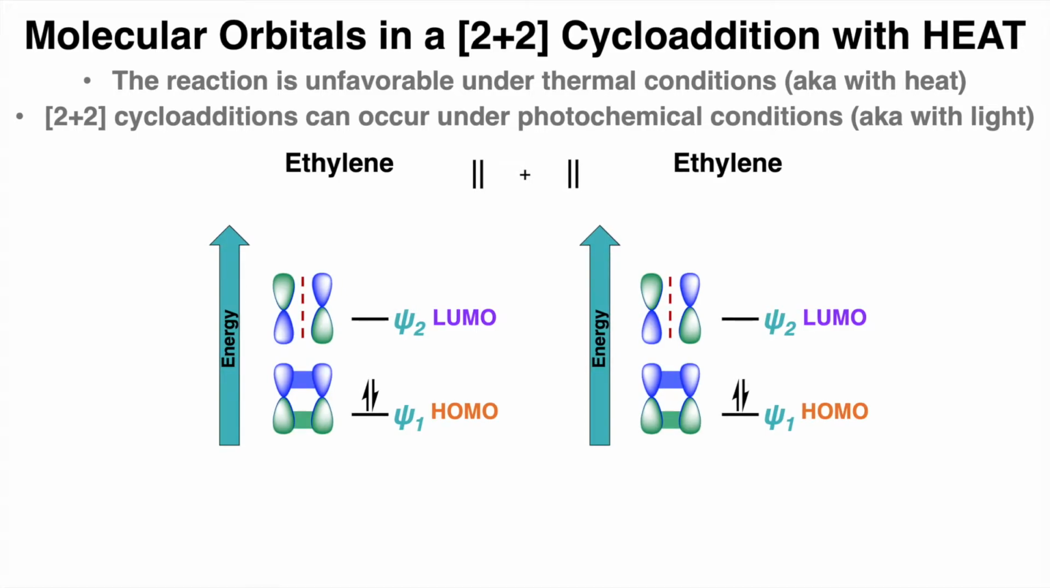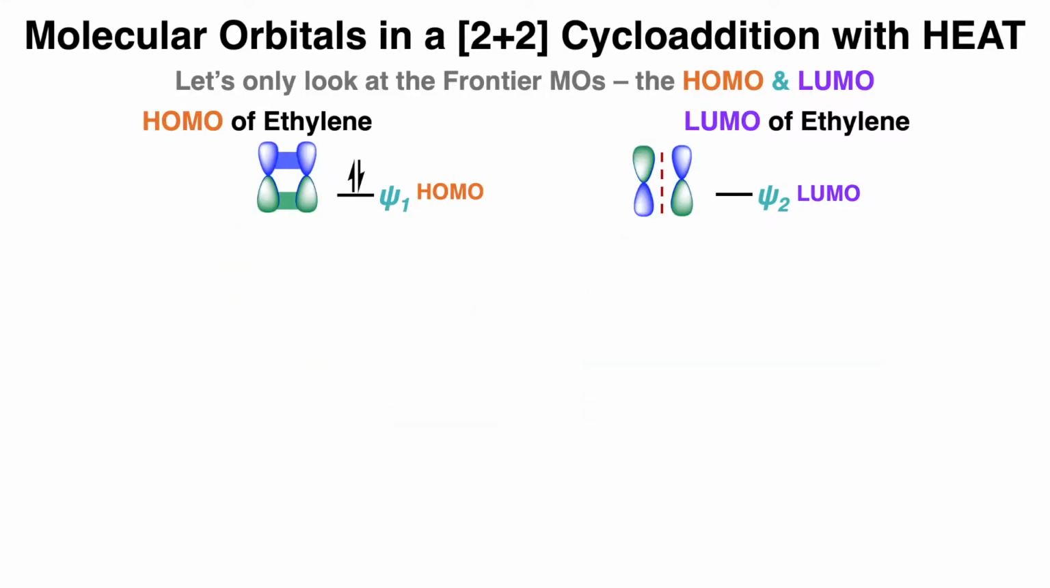Since they're the same molecule, we're going to take the HOMO from one and the LUMO from the other. Now let's only look at the frontier MOs for simplicity. The HOMO of ethylene adds into the LUMO of a second ethylene. And here's the mechanism for this reaction under heat. Two sigma bonds are formed between C1 and C3, and another sigma bond is formed between C2 and C4.